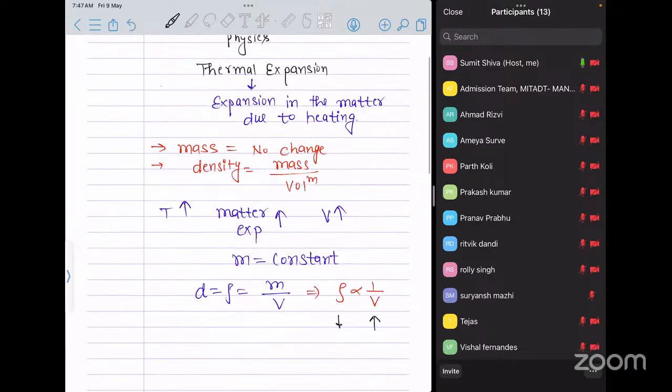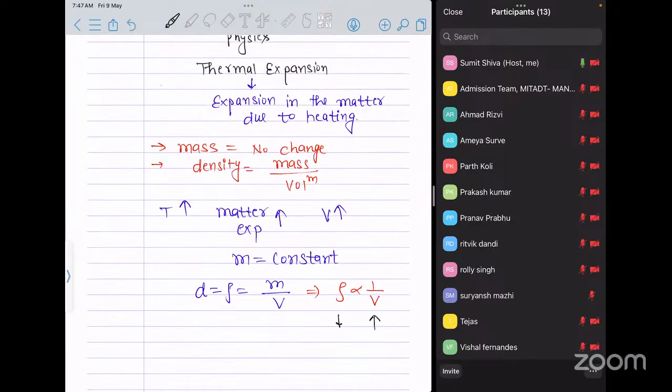So thermal expansion means an expansion in matter on heating, and during the expansion, dimensions of the matter will change, which means volume or surface area or length of the matter will change. And due to this expansion, density of the material will decrease, but there will be no change in mass of the material or the matter which is given to us. Understood or any doubt in it?